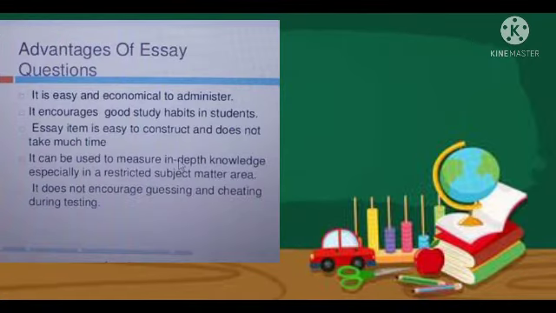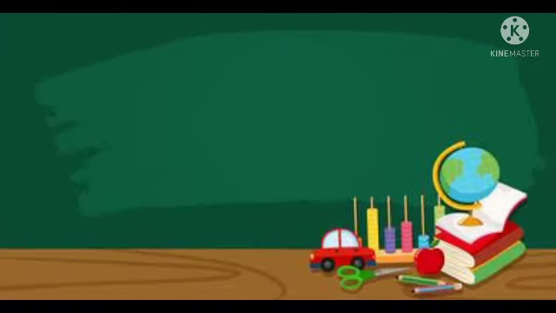And it is easy and economical to administer. It encourages good study habits in students. Essay items are easy to construct and do not take much time. And it can be used to measure in-depth knowledge, especially in a restricted subject matter area. It does not encourage guessing and cheating during testing.